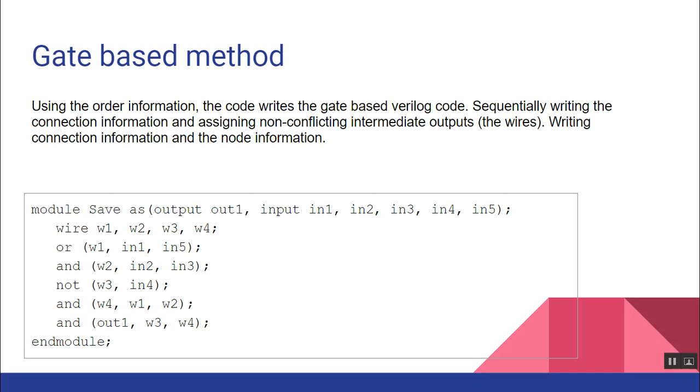Now the module has one output pin and 5 input pins, indicated by input 1, 2, 3, 4 and 5 respectively. There are 4 intermediate wires, wire 1, wire 2, wire 3 and wire 4. If an OR gate is used between two inputs, input 1 and input 5, then the output is stored in the intermediate wire W1. And if an AND gate is used between input 2 and input 3, the output is stored in the intermediate wire W2. Similarly, the same case applies for the NOT and the other two AND gates.